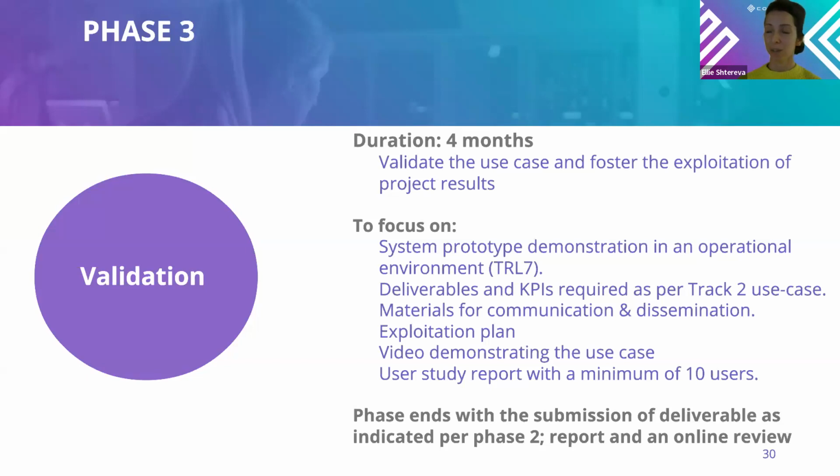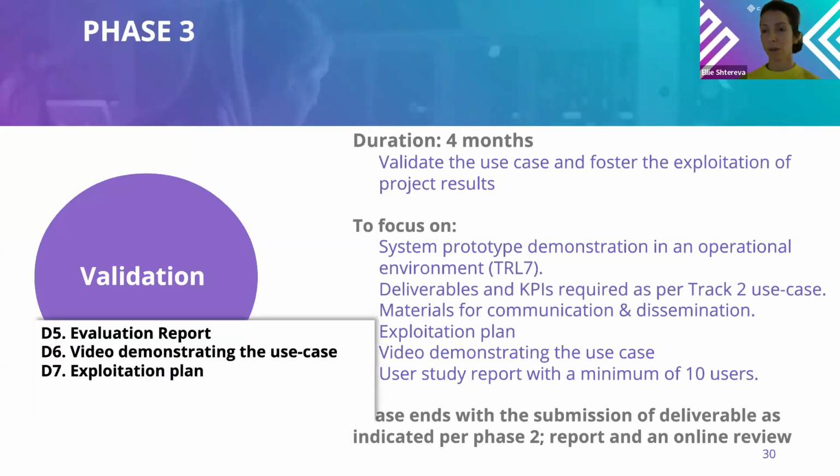As with the other phases, this one also concludes with the online review and the written final report. Here we're calling this an evaluation report because it marks the overall activity and your involvement in the Cortex Assistance Program, and the video demonstrating the use case, and finally the exploitation plan mentioned.